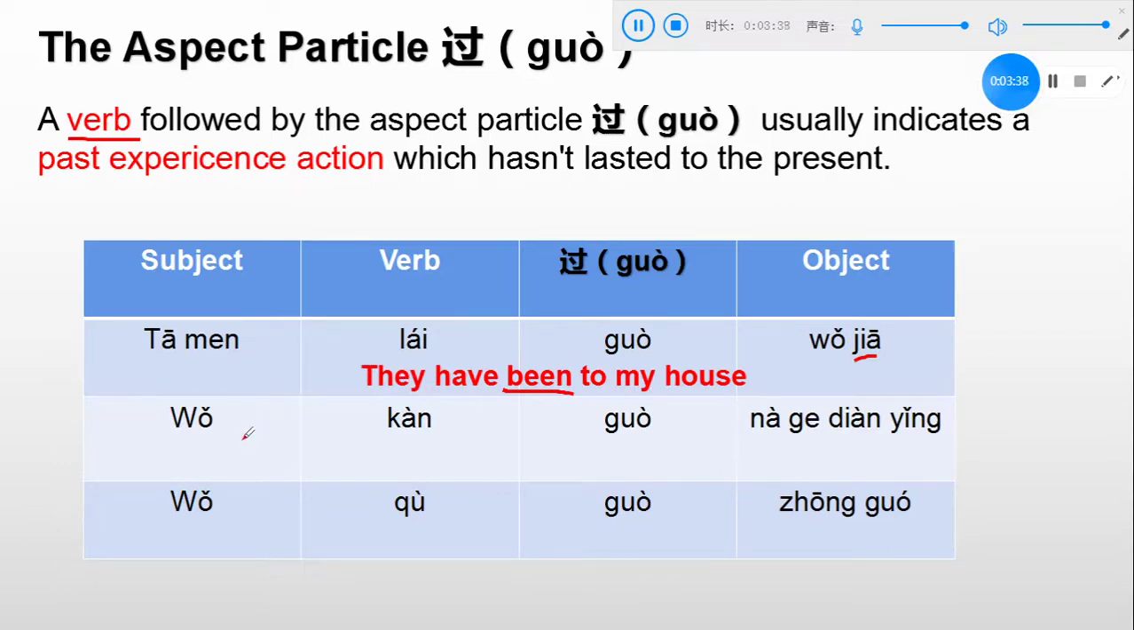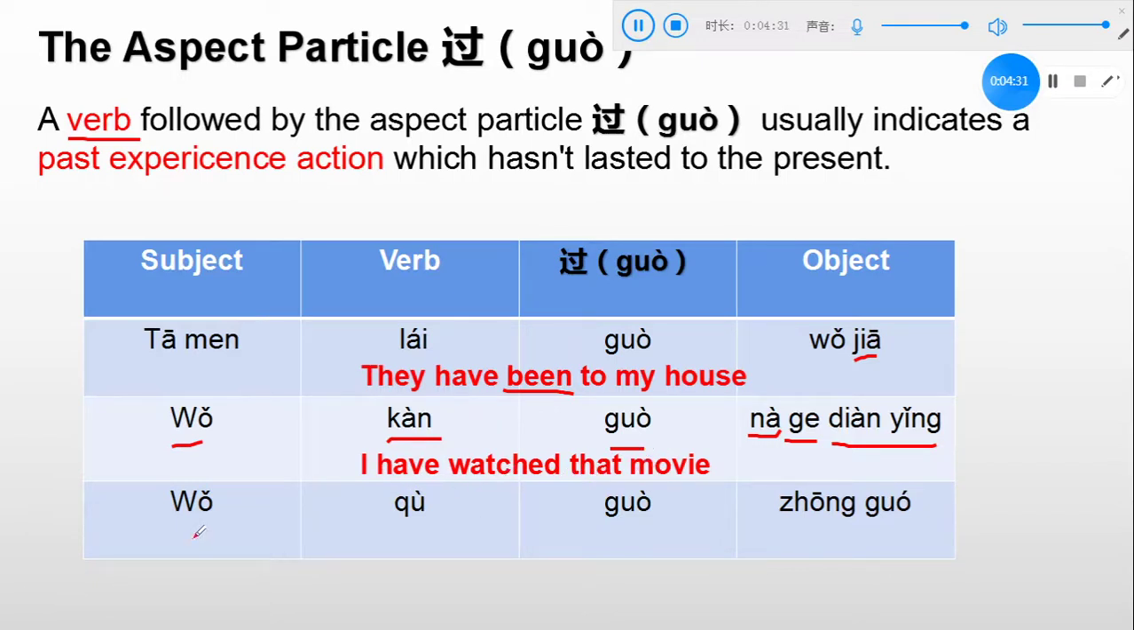Now we look at example 2. 我看过那个电影. 看电影, remember this phrase? Watch a movie. 那个电影: 那 means that, 个 is a general measure word. So 那个电影 together means that movie. 我看过那个电影 means I watched that movie, with this word 过. So the translation is I have watched that movie, or I have seen that movie.